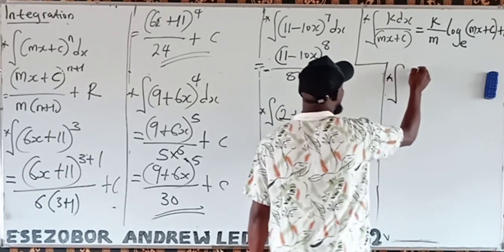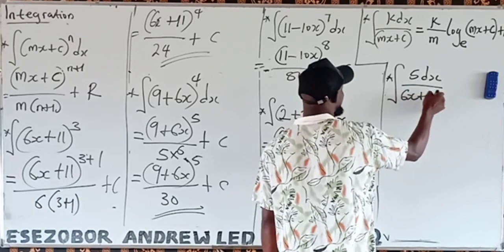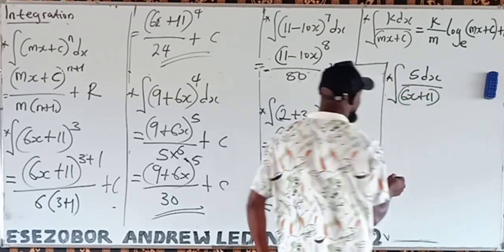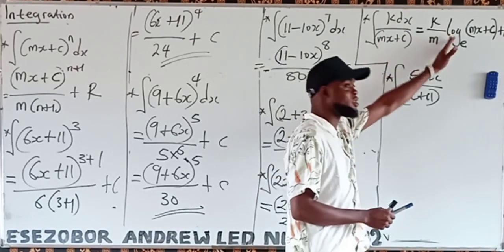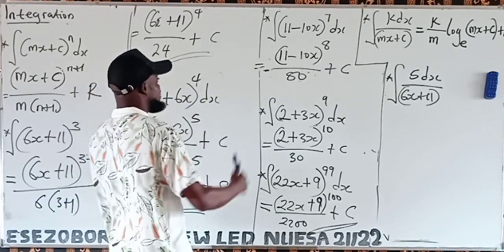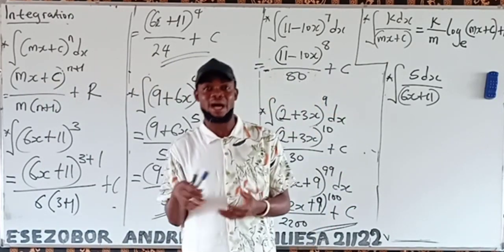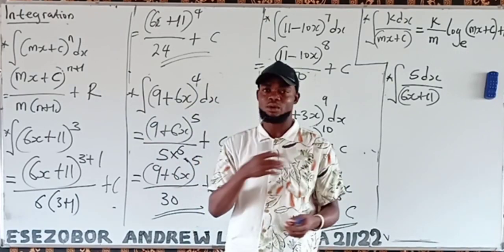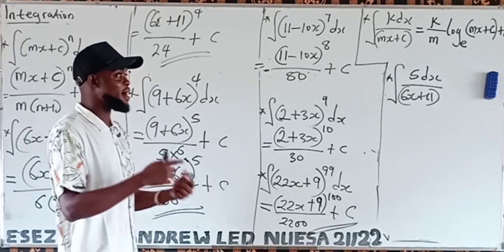So let's say we have the integral 5 dx all over 6x plus 11. What will be the answer to this? If you have a question like this, you're going to solve it this way. After much practicing, you understand. After you have watched this video over and over again, you get what we are doing. You just get the different questions we are having here.